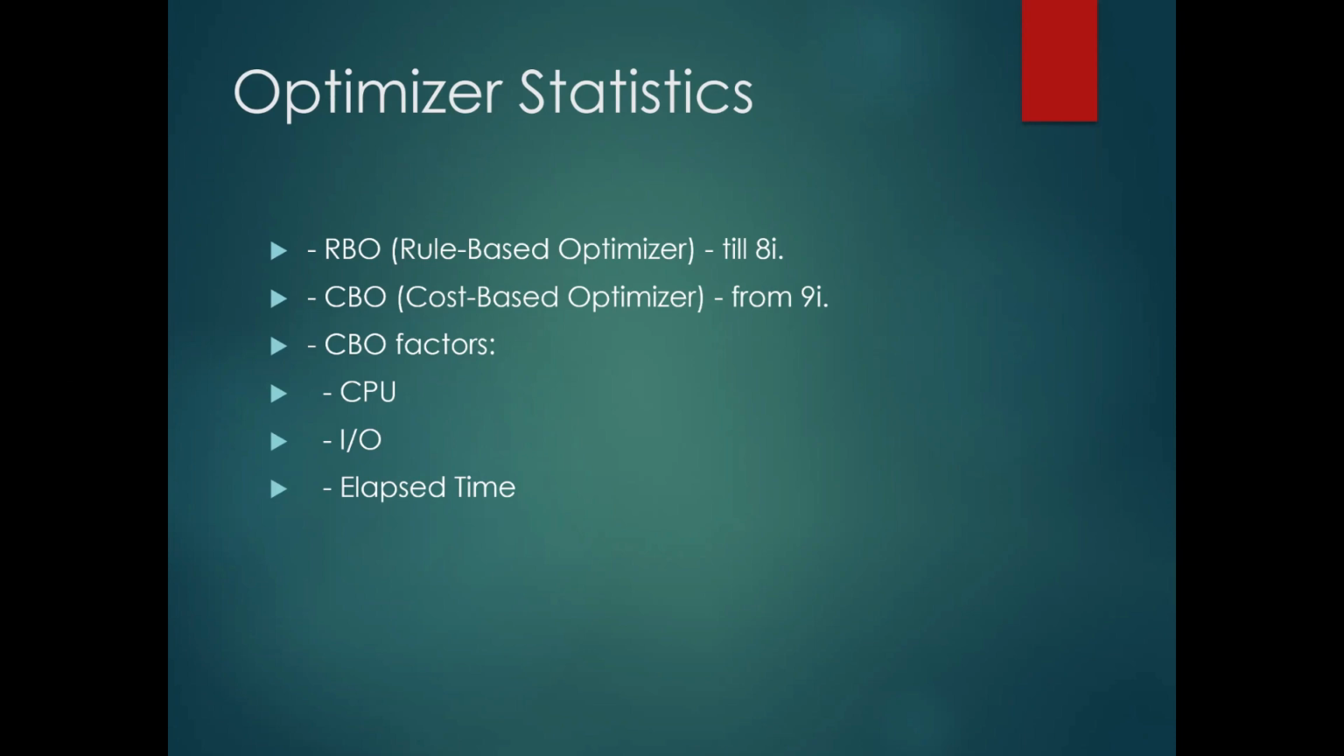So what is that? For example, for a select * from employees statement, we should give the rule to the optimizer. Based on the rule, the optimizer is going to execute the statement. Now after 9i, we are using CBO, cost based optimizer. Cost based optimizer means CPU, IO and elapsed times. Based on that factor, it is going to get the data from the database.